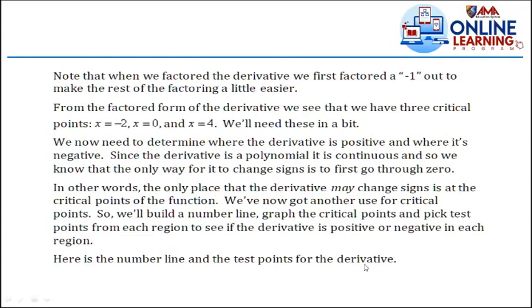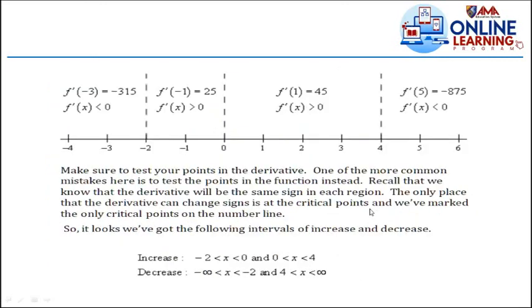So with that, here's the number line and the test points for the derivative. We now have the 3 critical points: x is negative 2, x is equal to 0, x is equal to 4. Make sure to test your points in the derivative. One of the more common mistakes here is to test the points in the function instead. Recall that the derivative will have the same sign in its region. The only place the derivative can change sign is at the critical points. We mark the critical points on the number line.